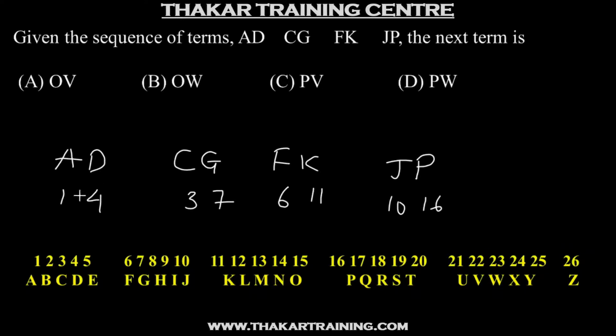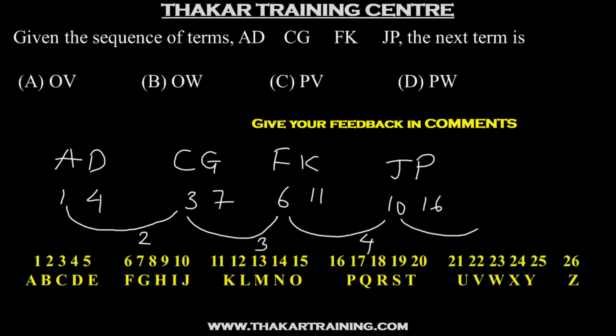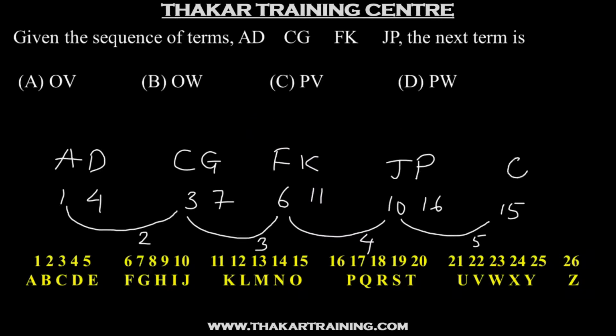So let's see how the first term of this sequence is arrived at. From 1 to 3, that's a jump of 2. From 3 to 6, that's a jump of 3. From 6 to 10, that's a jump of 4. So clearly, for the next term, there should be a jump of 5. So that should be the 15th alphabet. The 15th alphabet is O. So we'll have alphabet O. And so option C and D are eliminated.